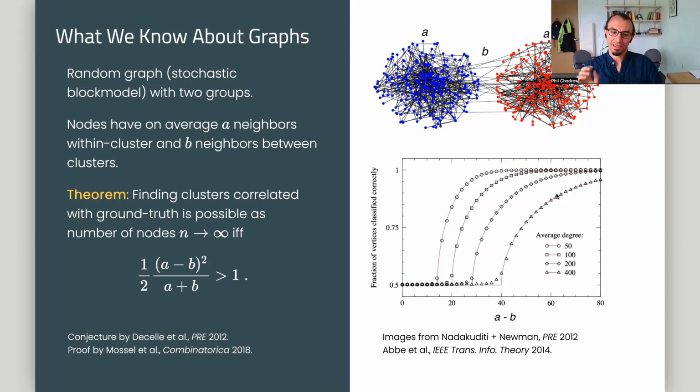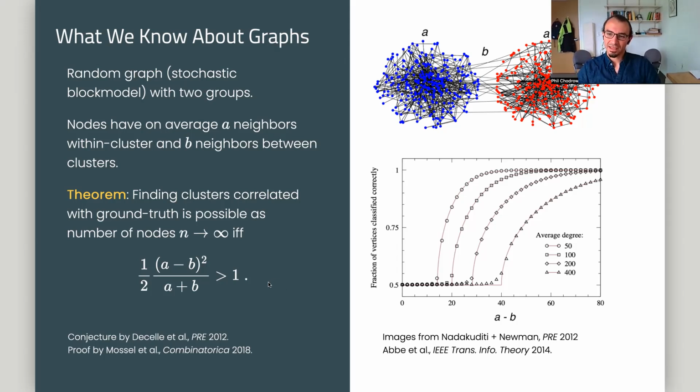That's possible if and only if, as the number of nodes grows large, the parameters A and B satisfy this relationship, which we can actually interpret as a signal-to-noise relationship. The signal-to-noise ratio needs to be large enough. On the bottom left here, that relationship says something interesting, because notice that intuitively, if A and B are different but relatively close to each other, you can have this ratio be smaller than 1.